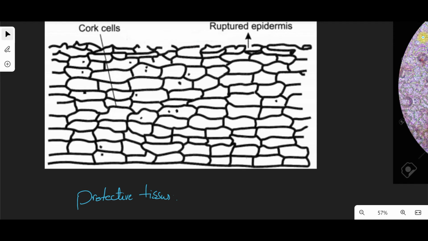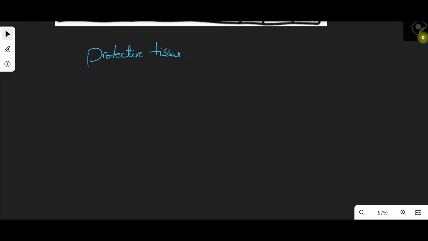Among these protective tissues, we have two types. One is epidermis, and the second one is called cork. Cork and epidermis are two protective tissues which we see in various parts of the plant. They protect the stems, the leaves, the roots, flowers and fruits also. Altogether, the epidermis as well as the cork are involved in the protection of plant parts.